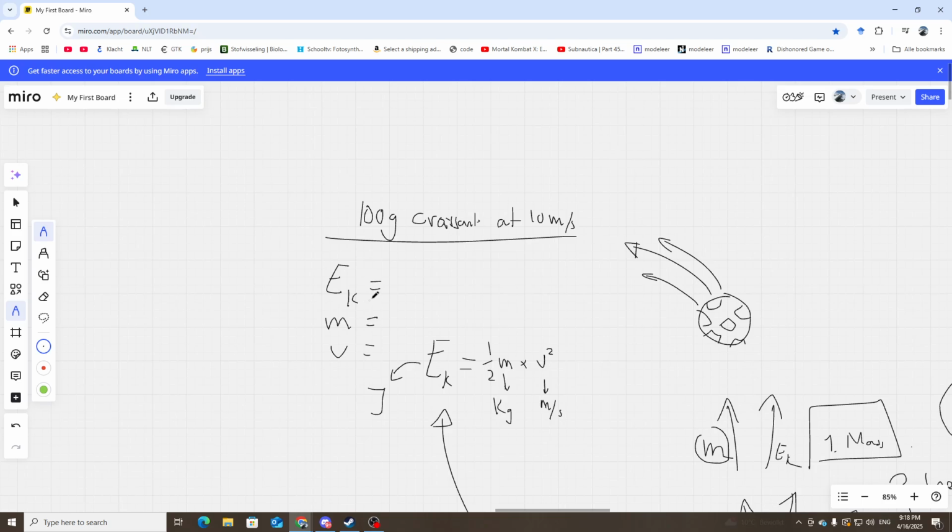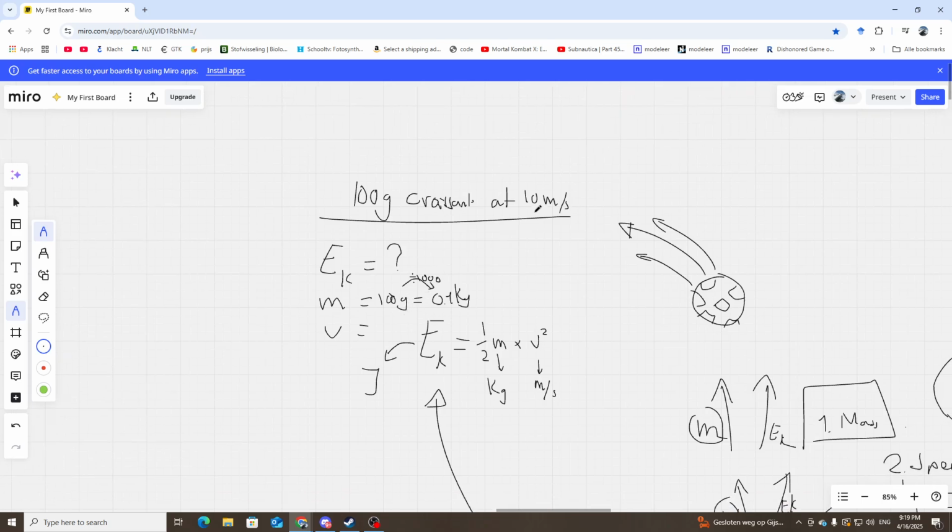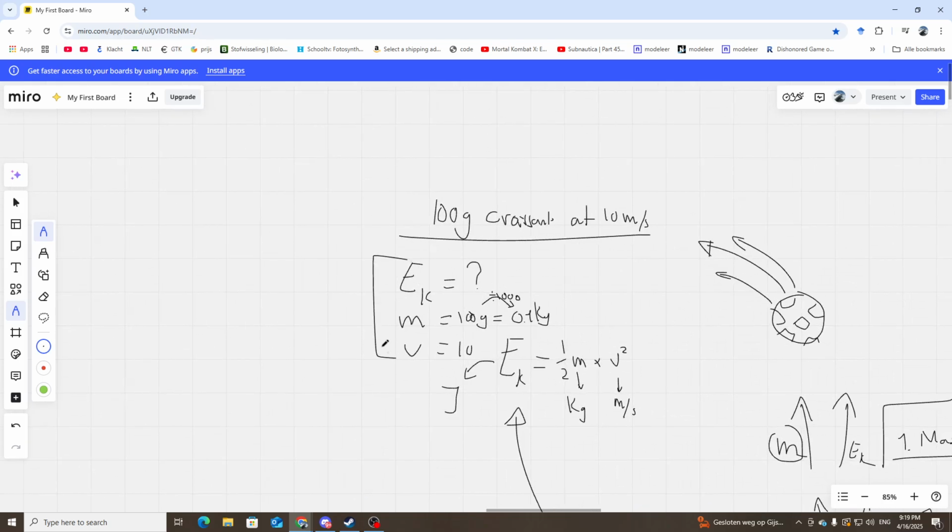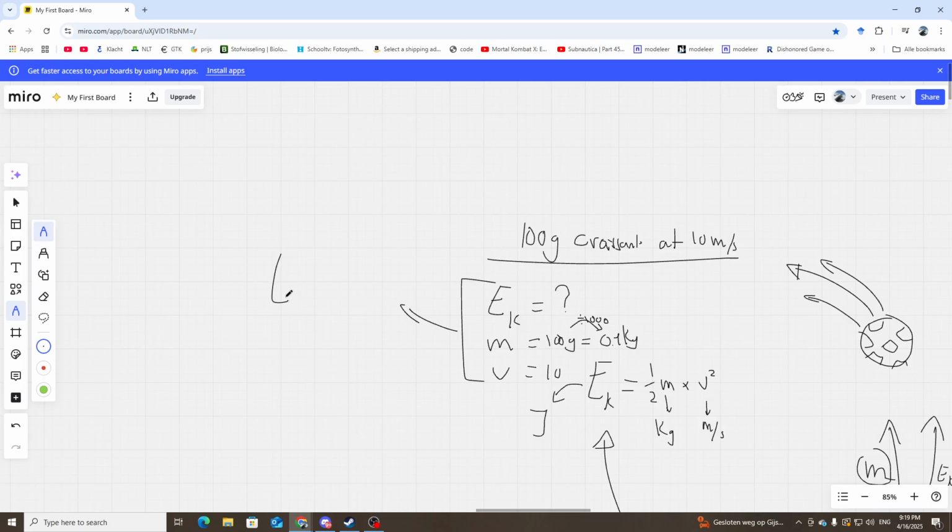Do I have my kinetic energy? No. Do I have my mass? Yes, it's 100 grams. What is 100 grams in kilos? It's 0.1 kilograms. We divide it by 1,000. What is my speed? It is 10 meters per second. Yippee. Now I can plug all these into my formula.